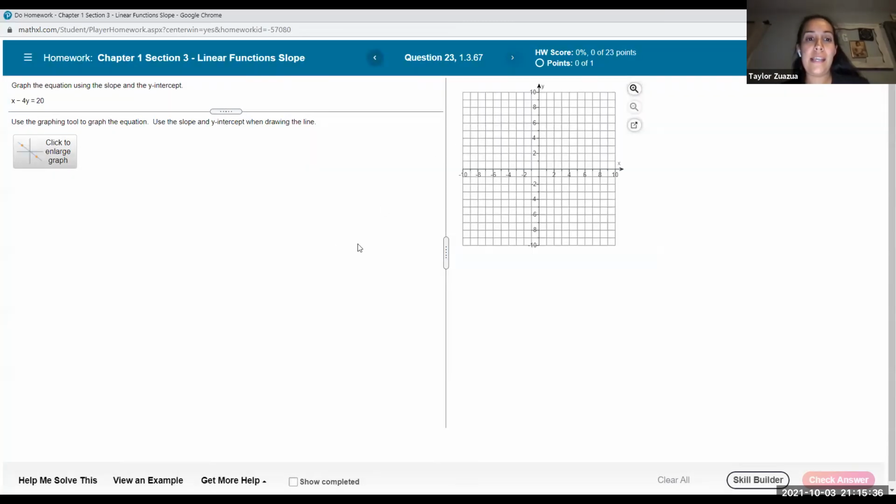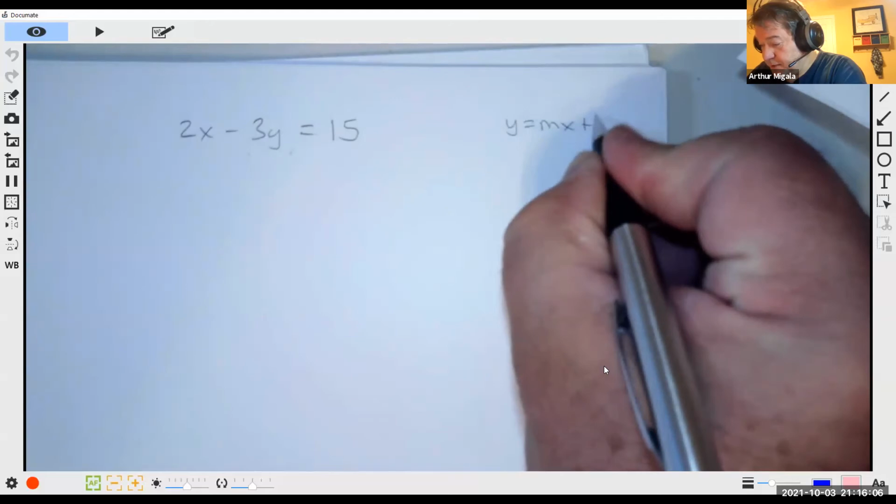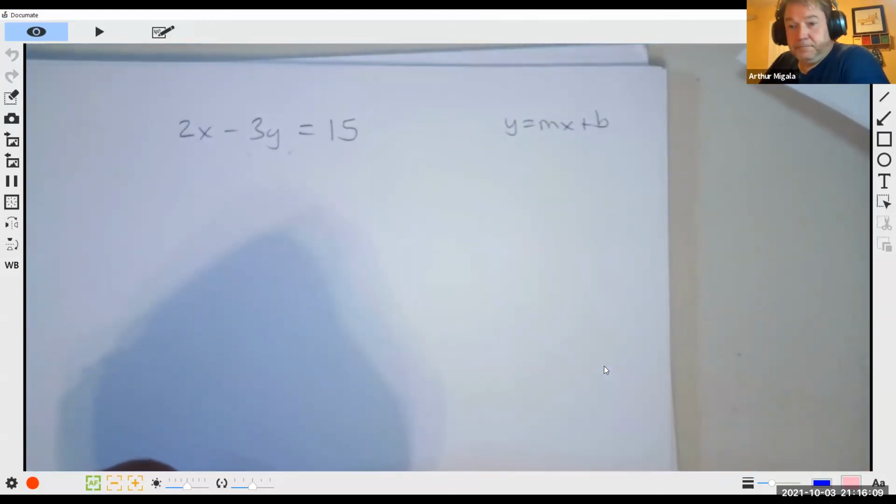Okay, and the next question would be the last question. Mine says 2x minus 3y equals 15. So it's basically the same thing, right? I would have to solve for y. So 2x minus 3y equals 15. Yes. So the first thing, you always have to put it into y equals mx plus b.